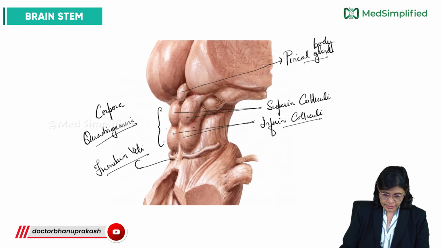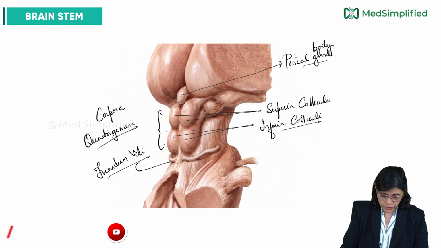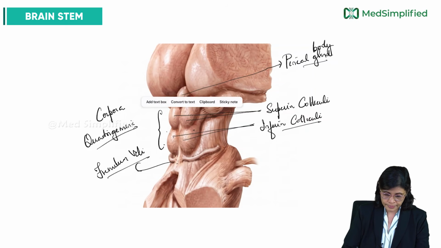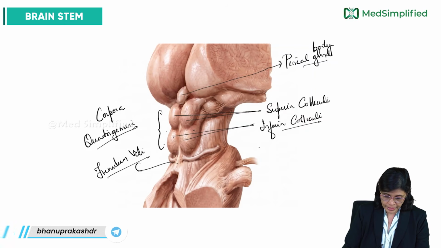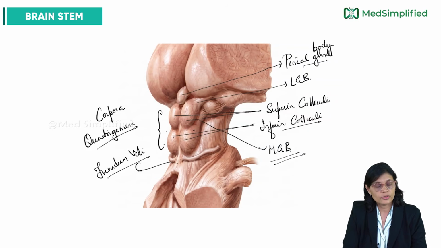Basically, along the lateral side, thick ridges of white matter extend along the lateral side of this midbrain. They extend from each of these colliculi, and they are called the brachia. The superior brachium will be connecting the superior colliculus to the lateral geniculate body, whereas the inferior brachium will be connecting the inferior colliculus to the medial geniculate body.